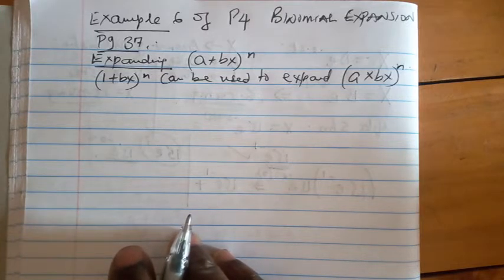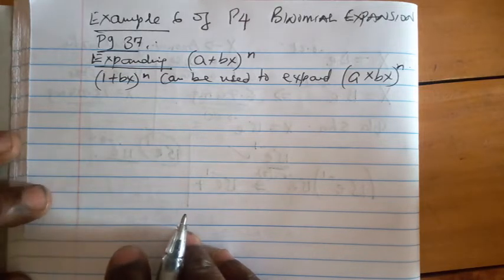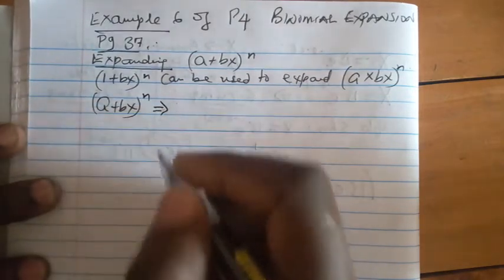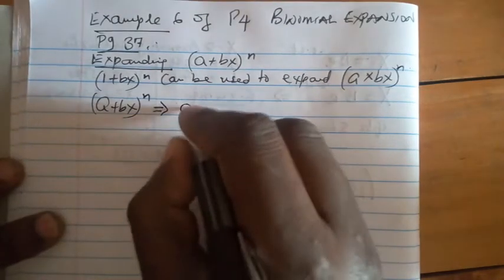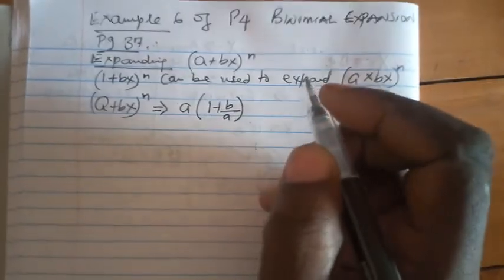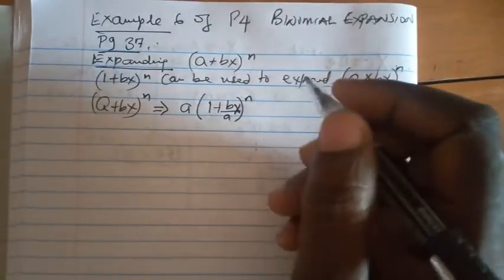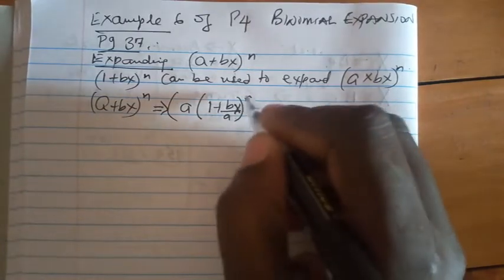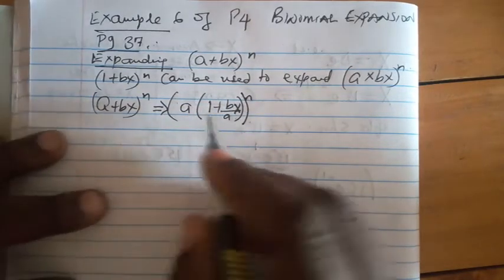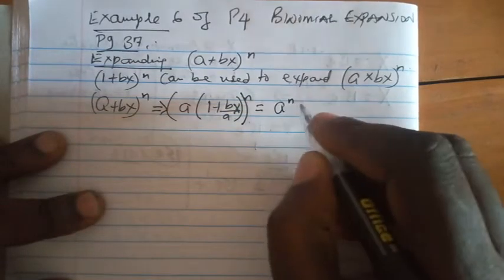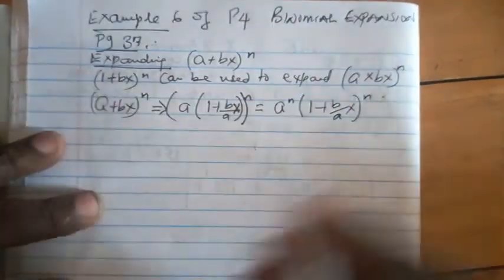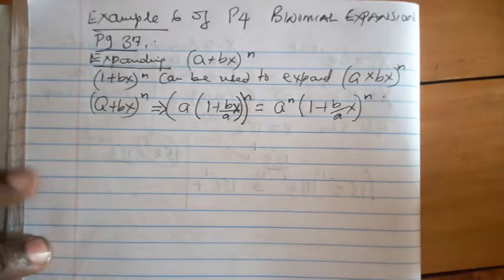You need to factor out a raised to power n out of the expression. Anytime we have (a + bx) raised to power n, it must be seen by everybody that a is a factor: a(1 + (b/a)x) raised to power n. As such, the n affects the bracket including the a, so we can easily write this as a raised to power n separately, multiplied by (1 + (b/a)x) raised to power n, and that can just be the expansion we're looking for.